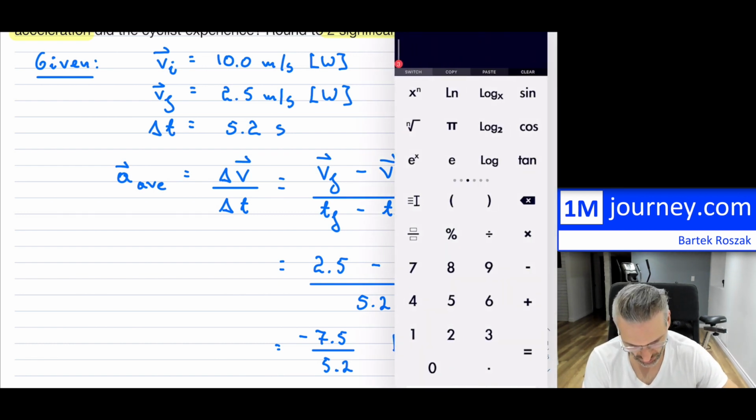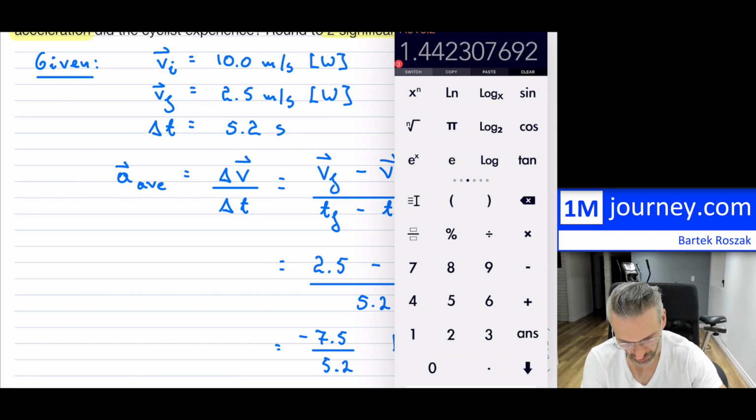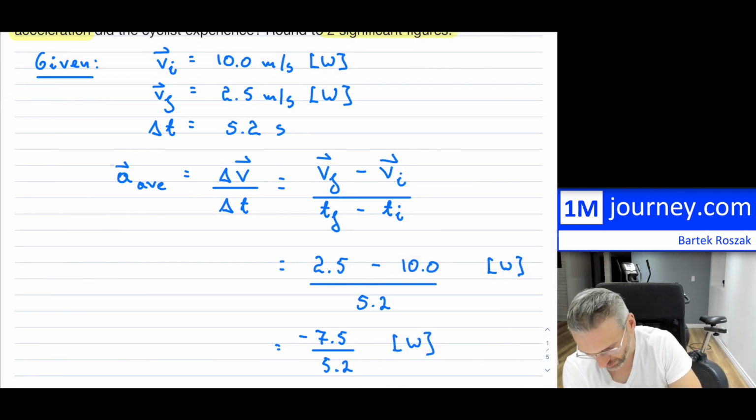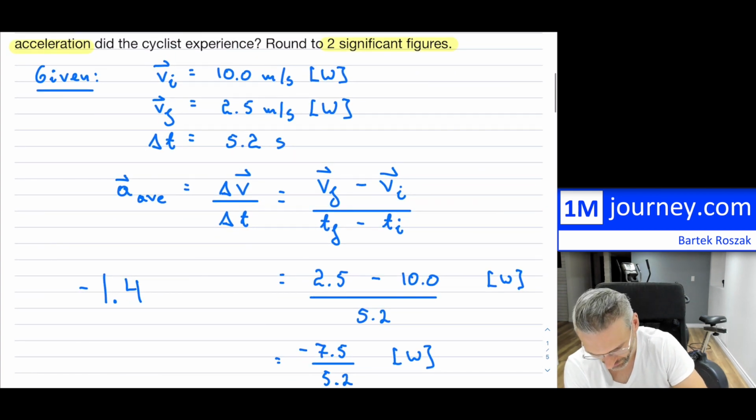Now if I substitute that in, 7.5 divided by 5.2 is 1.44, etc. They wanted us to round this, so I'm going to round it to 1.4. This is to 2 sig figs, and it's going to be meters per second squared west.